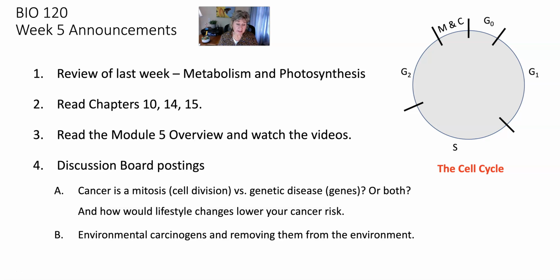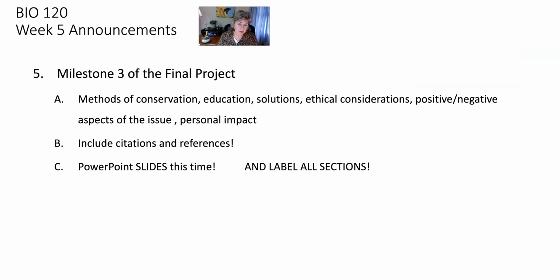It stops at this place until it gets itself fixed and everything's in place, and then it can move on in the cell cycle. Cancer cells also disregard these checkpoints, and so they just keep going round and round the cell cycle, never stopping, no matter whether anything's wrong or not. Okay, so that's how cancer relates to the cell cycle. And remember, cancer cells never stop in that G0 phase. All right, what else do we have going on?